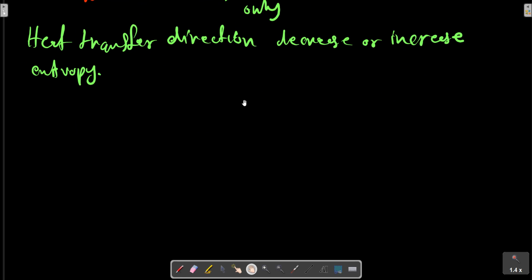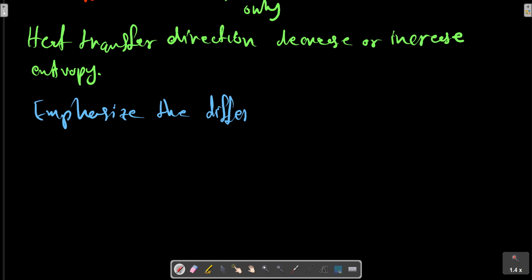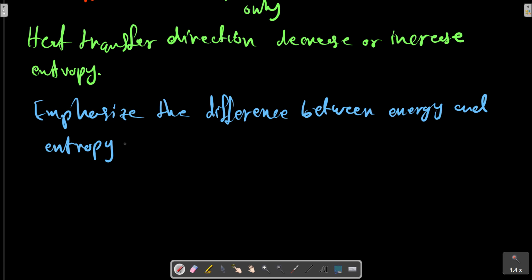Now in this section we are going to emphasize the difference between energy and entropy equations, and point out that energy is conserved but entropy is not.